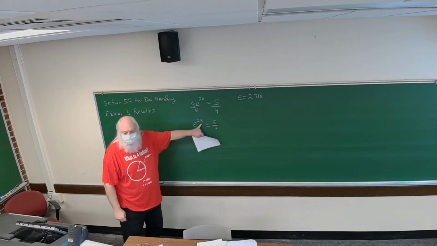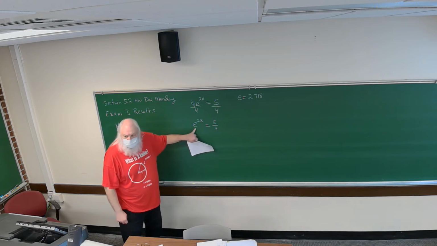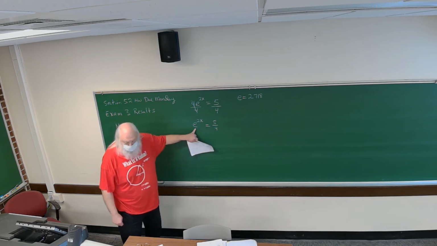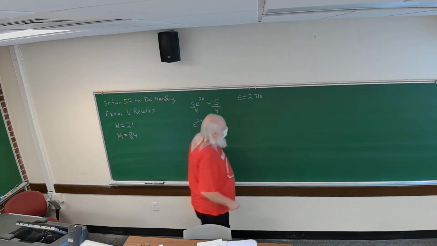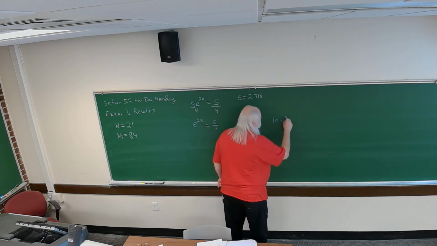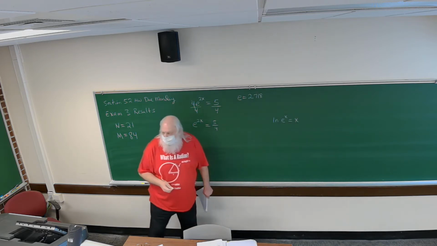And now our x is in the exponent. And the base of our exponential is e. What function is the inverse of the natural exponential function? ln, right? The natural log function. And so one of the properties of the natural log function was that the natural log of e to the x is just x, right? Property 3 or property 4, I can't remember which one.